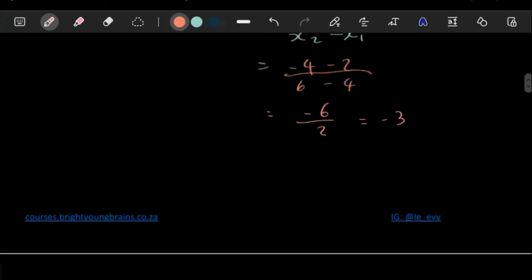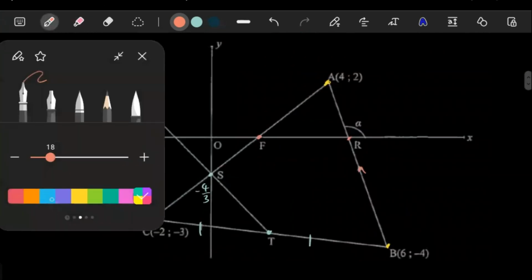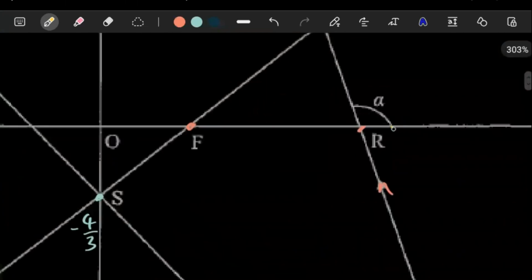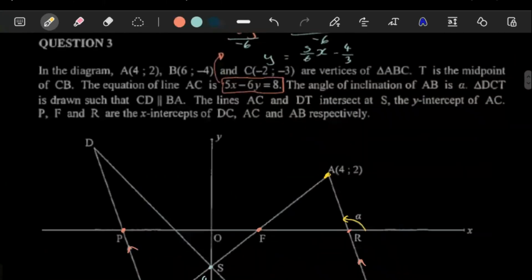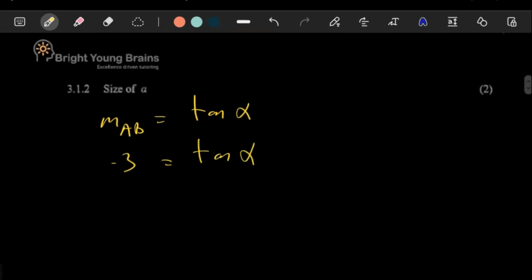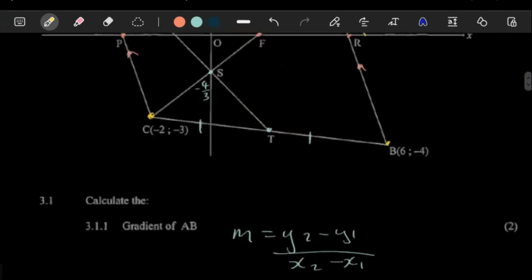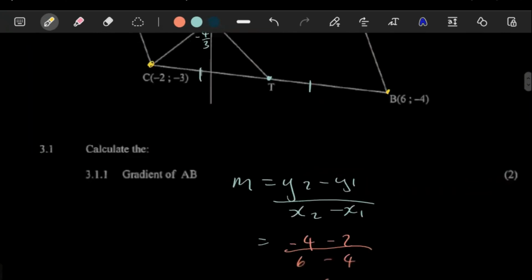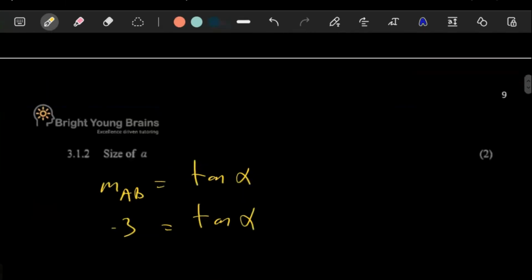They're asking for the size of this angle. You can see it's a standard question. We can get this angle by working out the angle of inclination using the gradient of AB. Remember, the gradient of AB will always be equal to tan of the angle. So this is negative 3, equal to tan theta. You may be thinking, really? But we have gotten the gradient of AB, and they said we should calculate the size of theta.